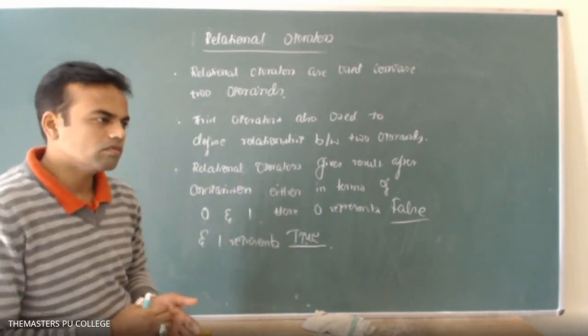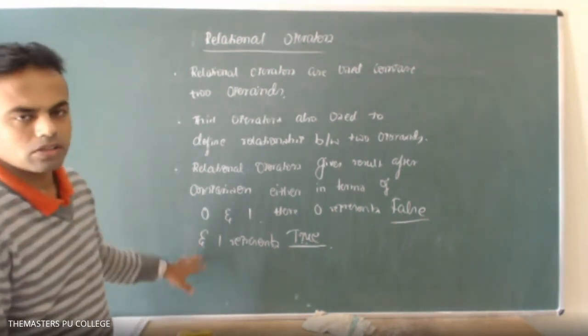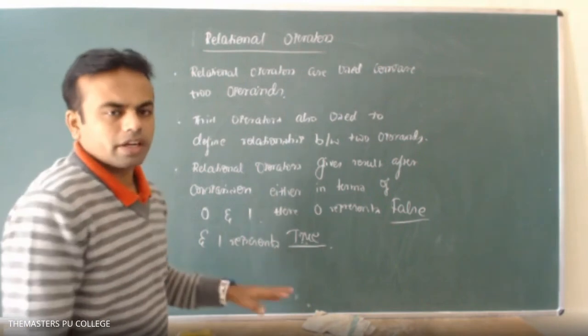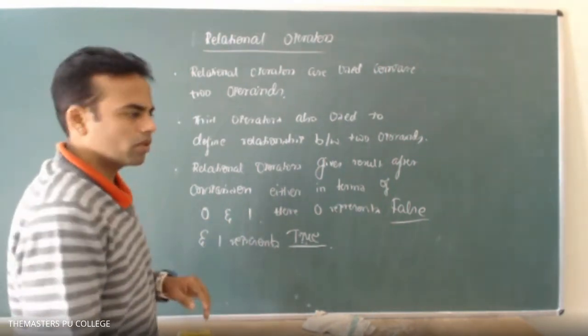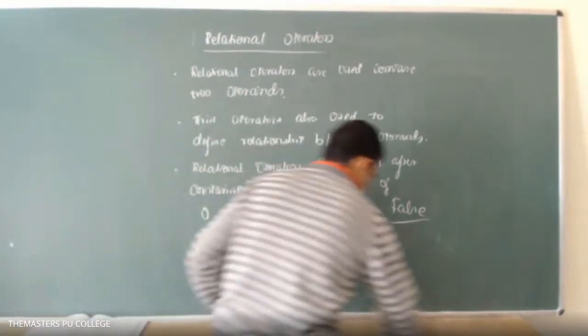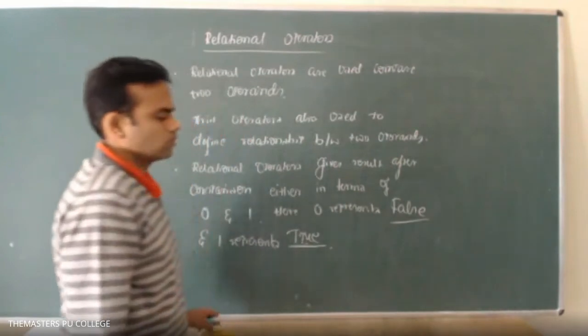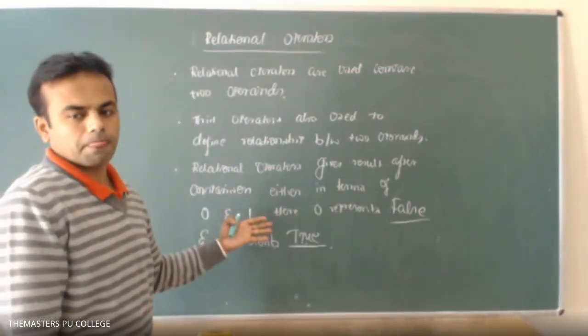False, true. Right. So I'll give an example. Write this down. Zero indicates false, and one indicates true. Is that clear? Yes, sir.